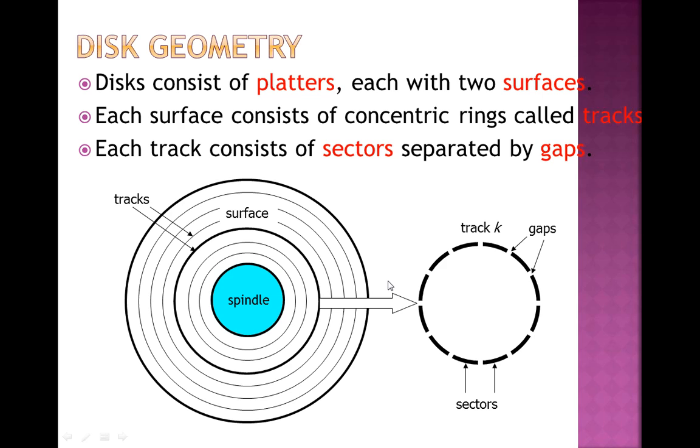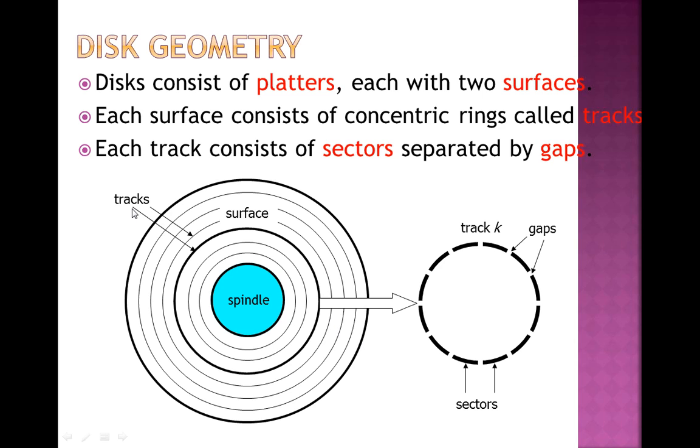Now, some tips for the auxiliary memory. This is the disk geometry. The disk consists of platters, each with two surfaces. This is the surface. This is the platter. This is the track. Each surface consists of concentric rings. These rings are known as tracks. This is known as track 1, track 2, track 3, track 4.